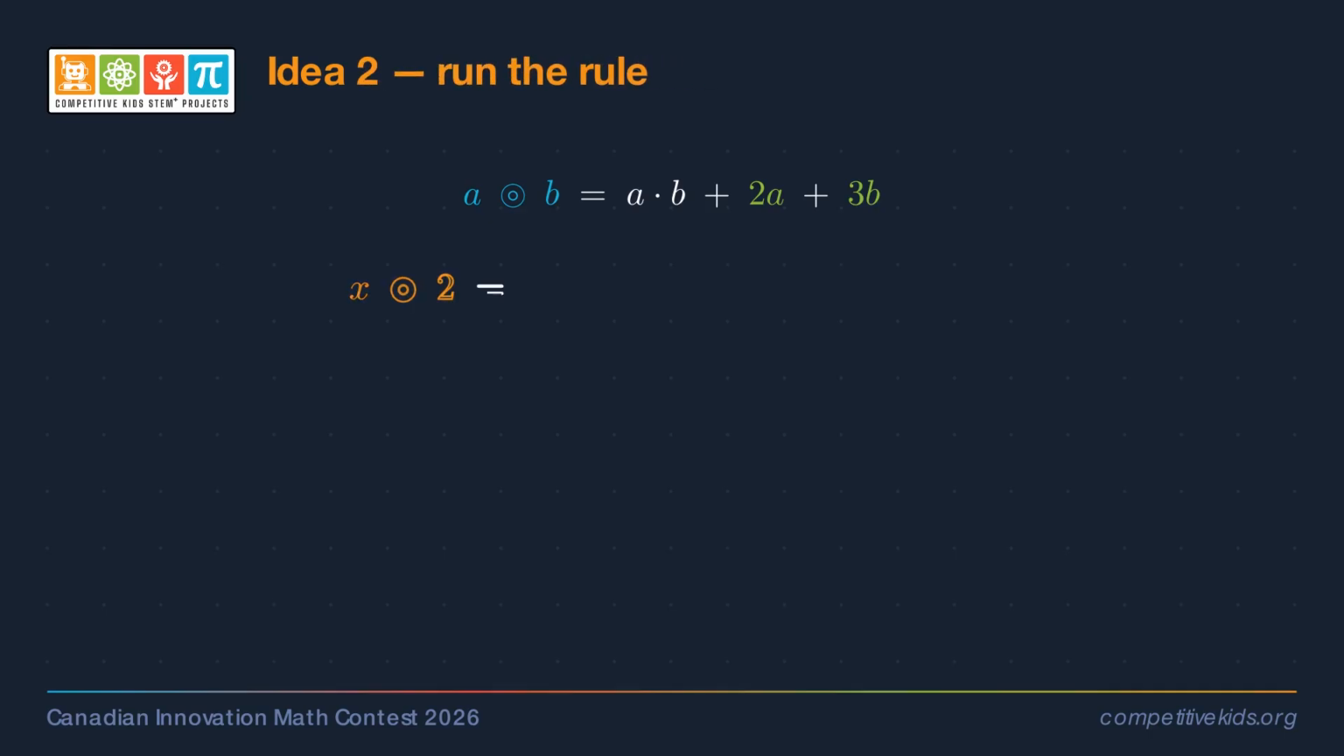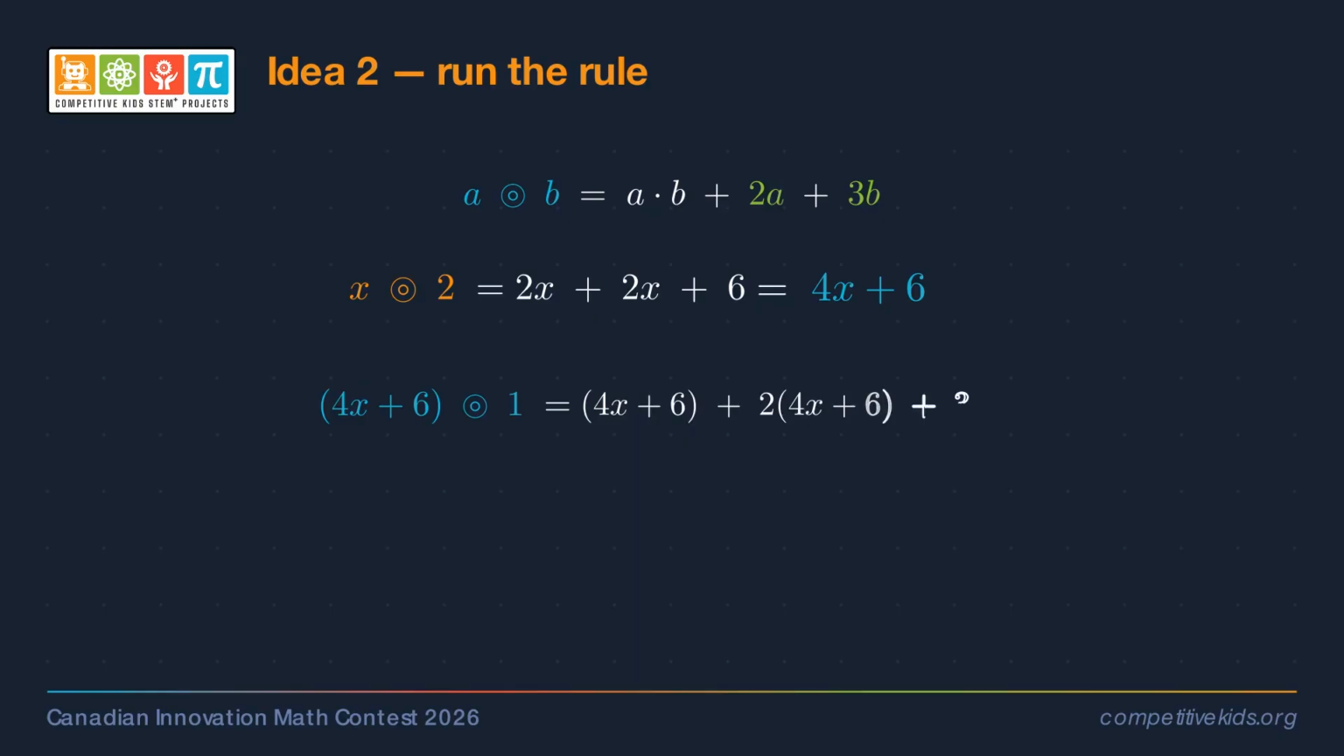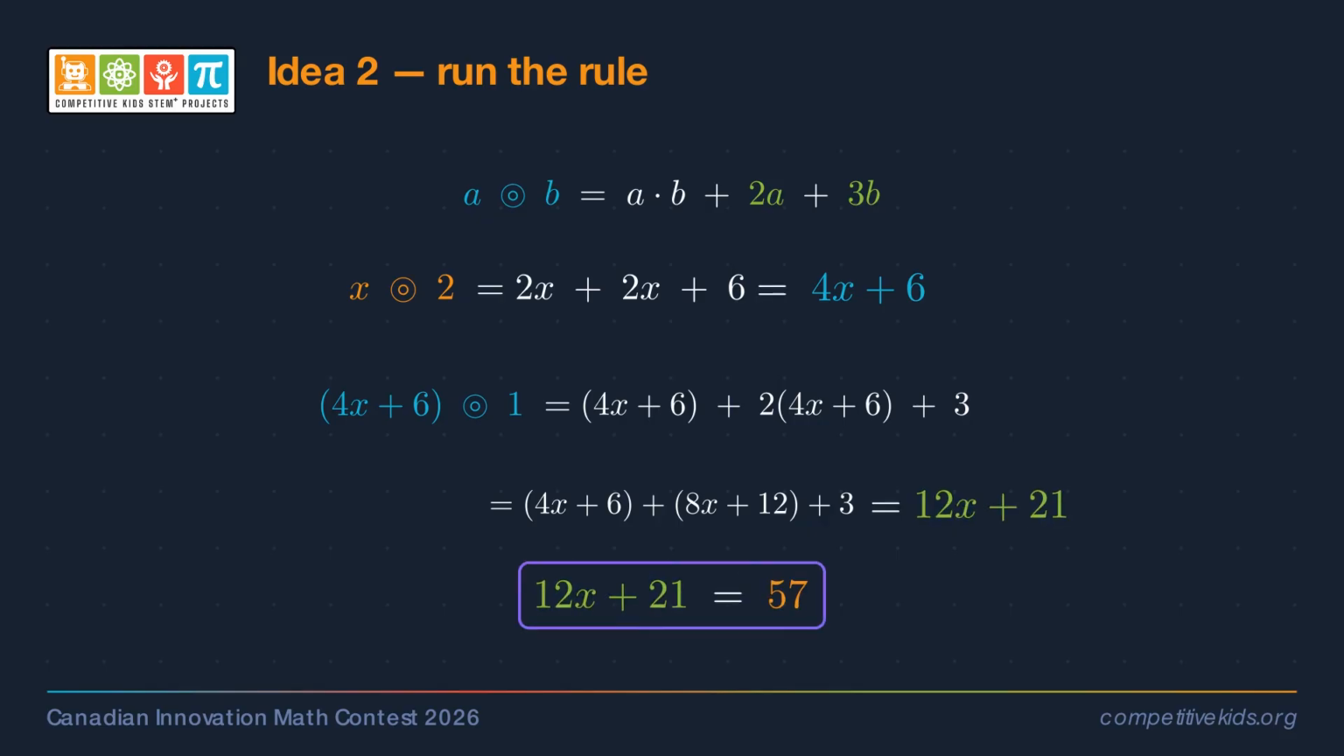Now the target. Start with the inner part, x circle 2. That's 2x plus 2x plus 6. Simplify, 4x plus 6. Now plug it back. The outer is 4x plus 6, circle 1. Apply the rule. 4x plus 6 plus twice 4x plus 6 plus 3.